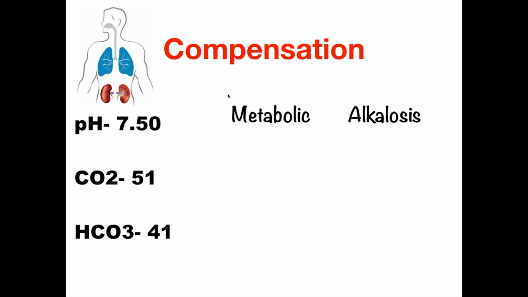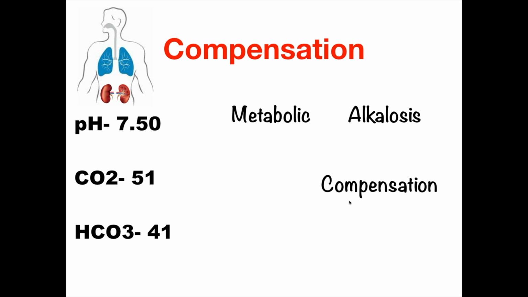Since we have a metabolic problem, the next step would be looking at our respiratory system. Our CO2 is 51. This simply means that our body detected that there is metabolic alkalosis and it tries to compensate by increasing the amount of CO2 in the system. So we know that there is compensation. Now let's identify whether this is a full or a partial compensation.